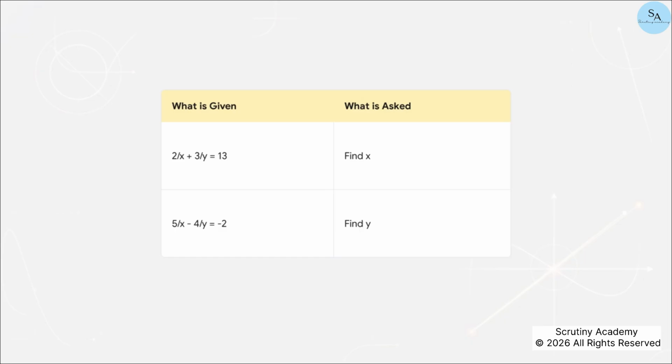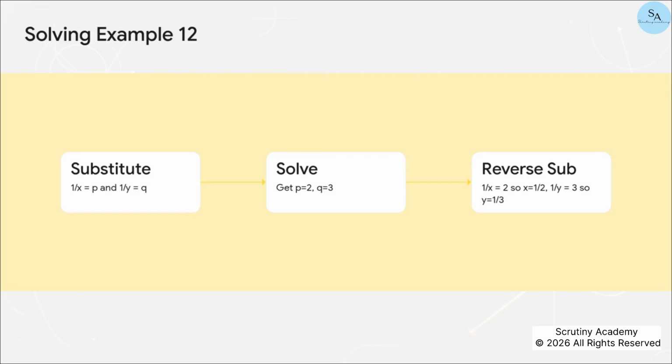Okay, so what's given here? We have two equations with fractions, 2 over x plus 3 over y equals 13, and 5 over x minus 4 over y equals negative 2. And what is asked? Simply find the values of x and y. See? Clear, calm, and structured. Now, the crucial point is how we execute this without getting overwhelmed.